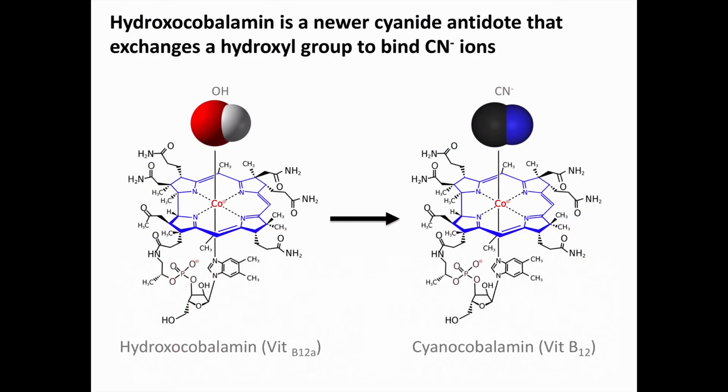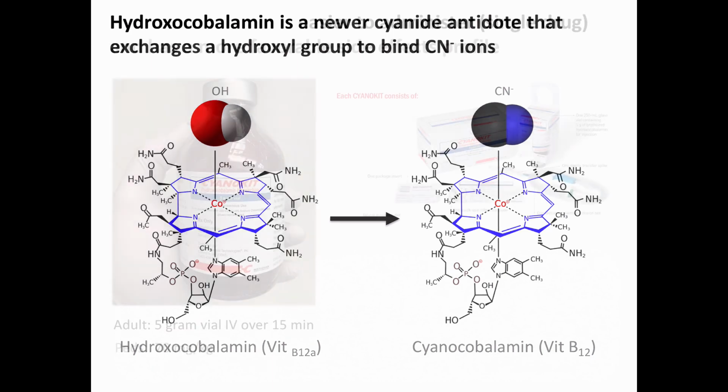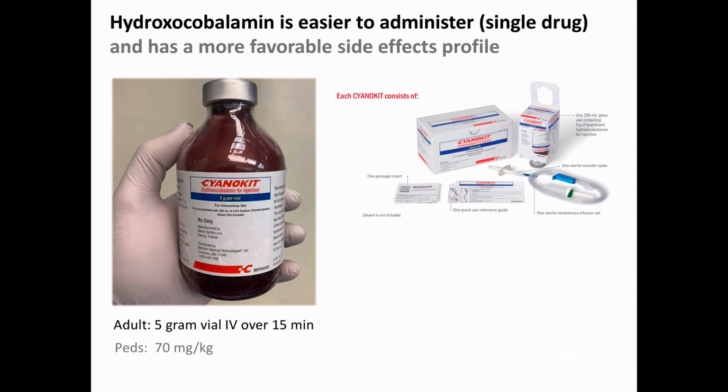The other cyanide antidote strategy is to use hydroxycobalamin. Hydroxycobalamin is a newer cyanide antidote that exchanges a hydroxyl group to instead bind a cyanide ion. Hydroxycobalamin is a very large molecule that is a provitamin. It is just one step away from becoming cyanocobalamin, vitamin B12. Since it is only a single drug, hydroxycobalamin is easier to administer than the traditional Cyanide Antidote Kit.